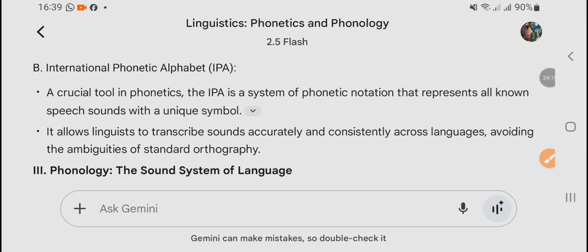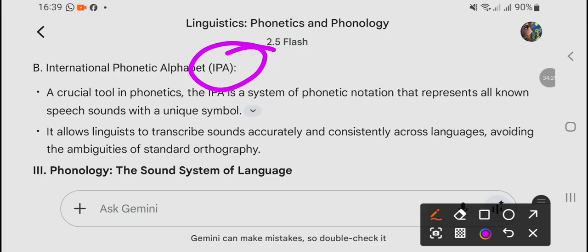Now, the International Phonetic Alphabet, IPA symbols, are very important. A crucial tool in phonetics, the IPA is a system of phonetic notation, right? That's a notation that represents all known speech sounds with a unique symbol. It allows linguists to transcribe sounds accurately and consistently across languages, avoiding the ambiguities of standard orthography, right?